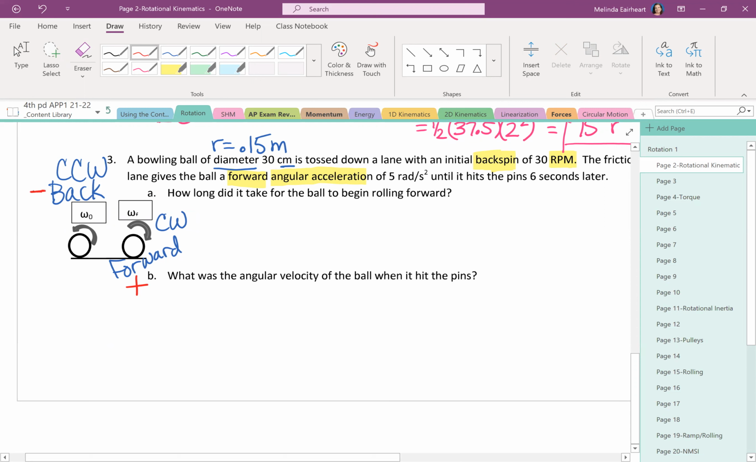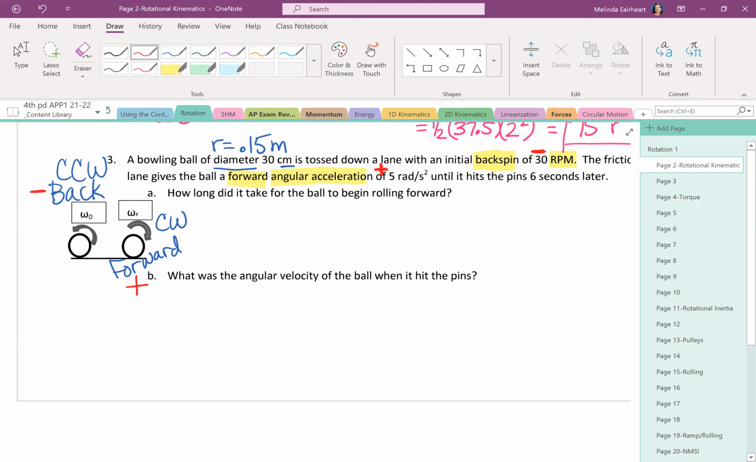And so anything with a backspin would be negative. So technically that initial backspin of 30 revolutions per minute, I have to make it negative. That angular acceleration that they say is forward, that's going to be a positive 5. Now, radius and time don't have direction, so that's fine. Everybody good on direction? And if you are saying to yourself, no, I want to start in the positive, go for it. We should still get the same magnitudes, just opposite signs.